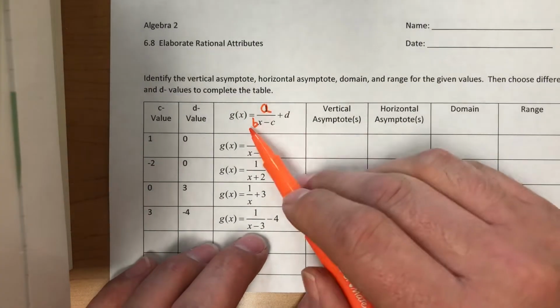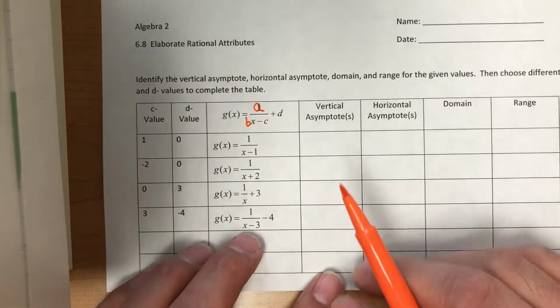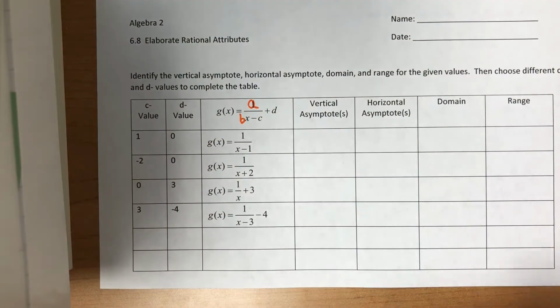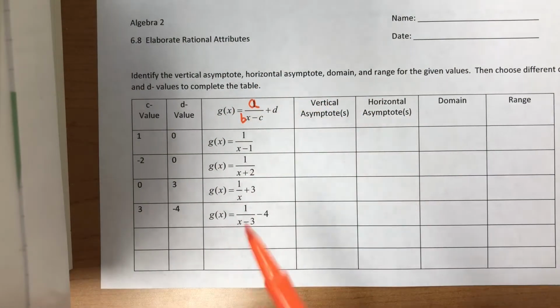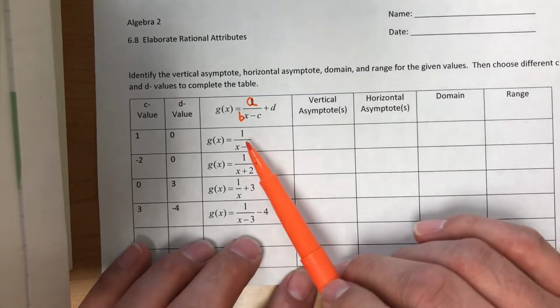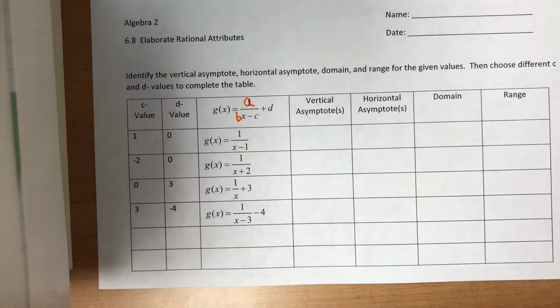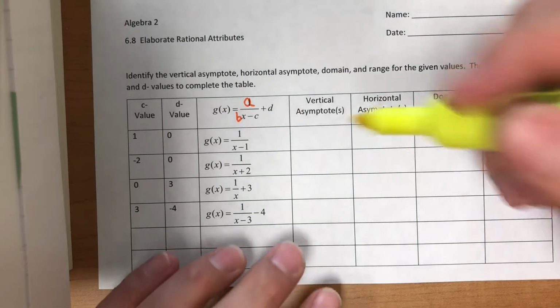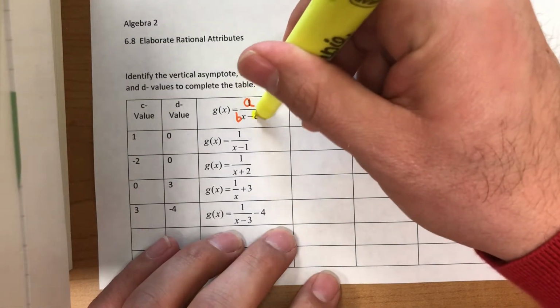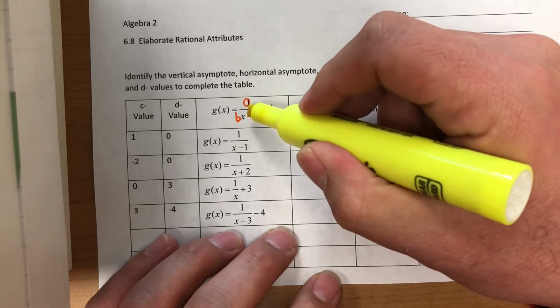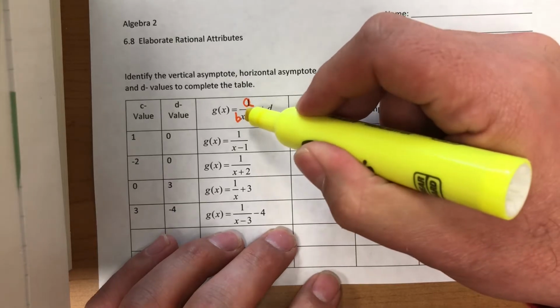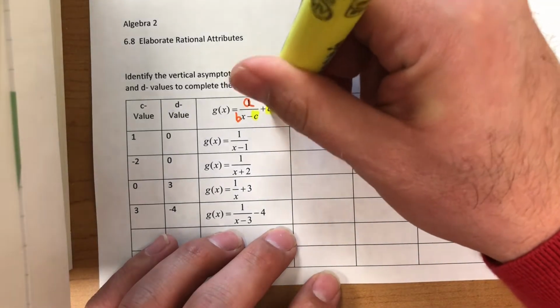So we have our A, our B, our C, and our D. And so these are the attributes of how a transformation will look when it's written in a rational form, okay? And so what we want to look at right here is for each equation, I want to be able to identify C and D in all of these. And so C is going to be in the denominator next to our X, and D is going to be out here by itself.